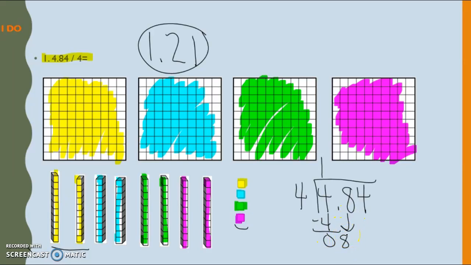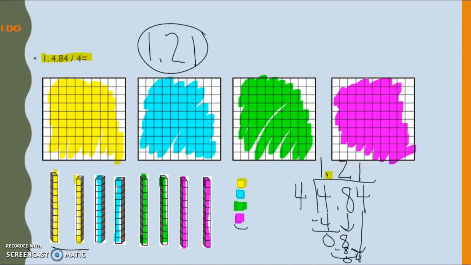4 goes into 8 2 times. And 2 times 4 is 8. 8 minus 8 is 0. Bring down our 4. And 4 goes into 4 again one time. You'll notice here that we've just placed our decimal in the exact same place that it's in our dividend. This is important because decimals like to dance together.